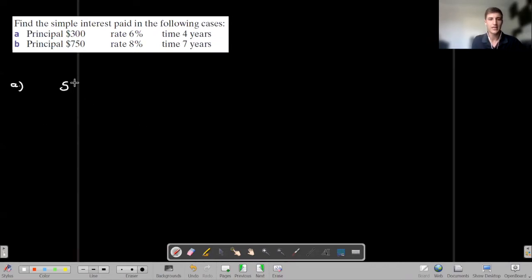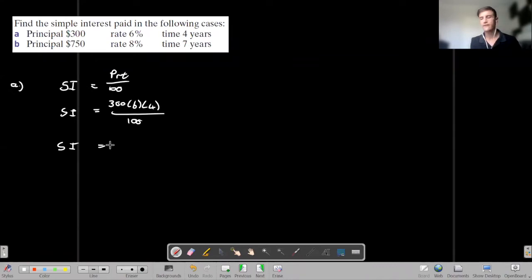So we can just say simple interest is equal to PRT divided by 100. This is equal to, we know what the principal is, 300, times my rate, which is 6, and my time, which is 4 years, everything divided by 100.